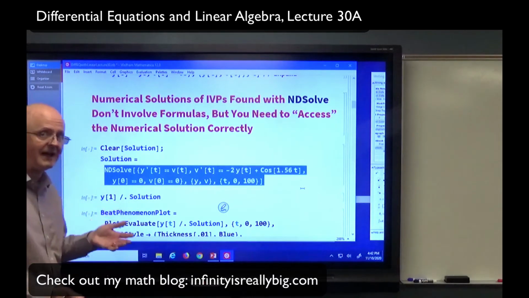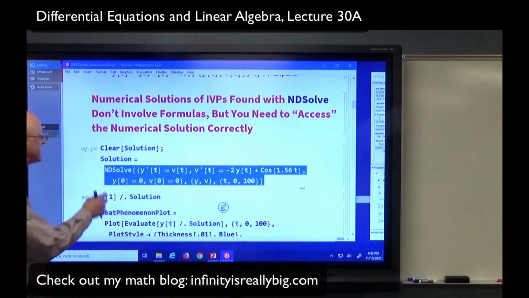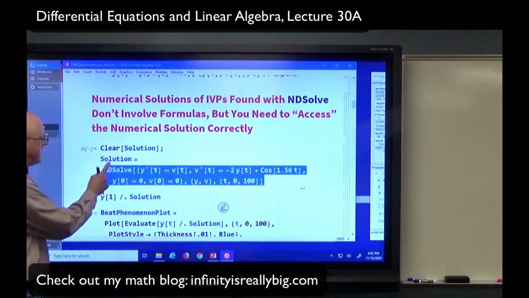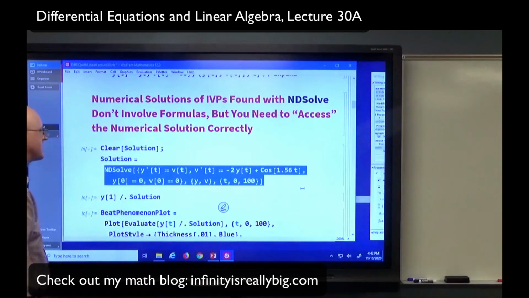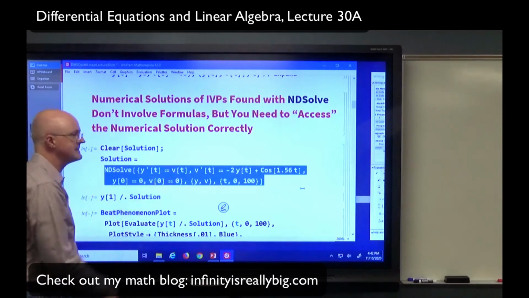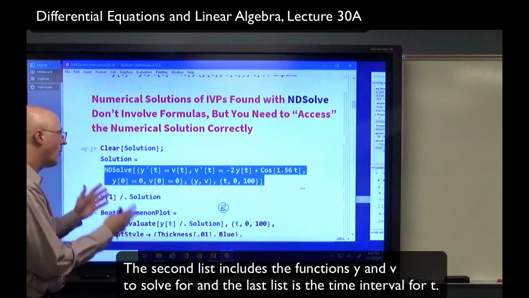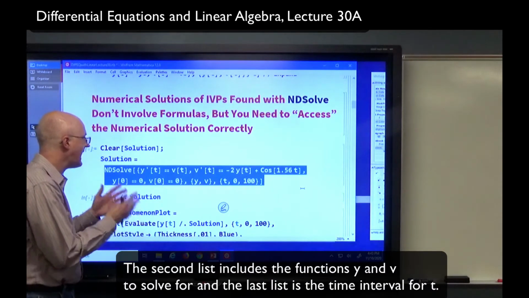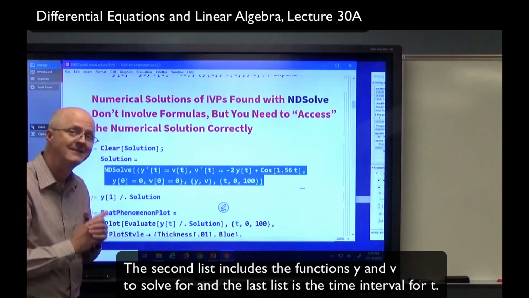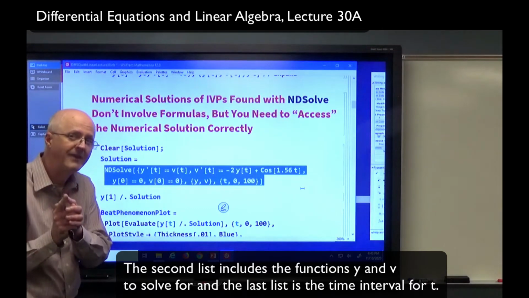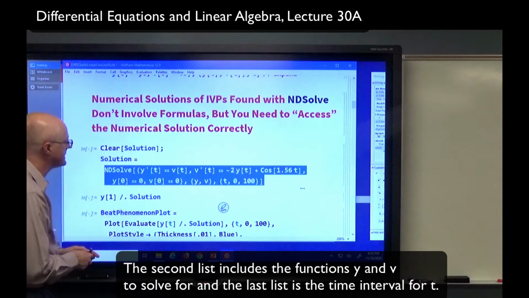Instead of DSolveValue or just DSolve, I'm using NDSolve, capital N, capital D, capital S. Inside the square brackets, what goes in the initial list is your system of differential equations and your initial conditions. And if I want to use it like this, I have to have specific initial conditions, not arbitrary ones. I'll show you later how to do it with arbitrary initial conditions.